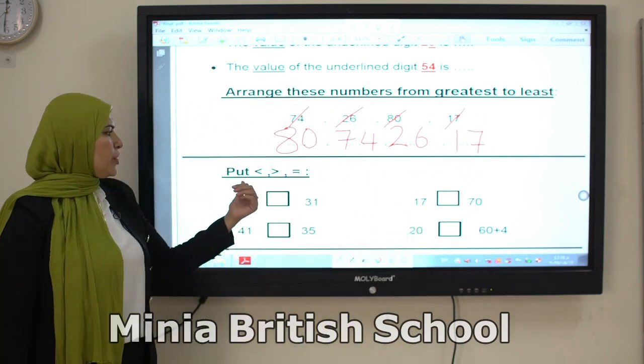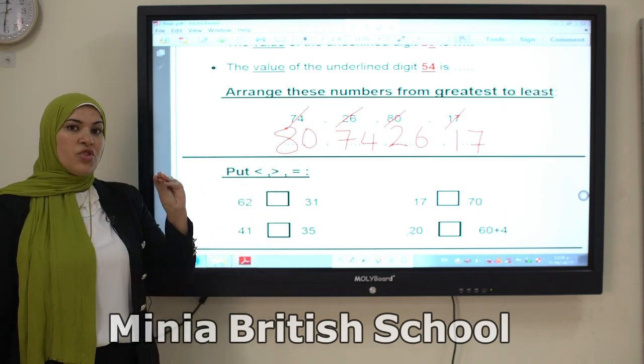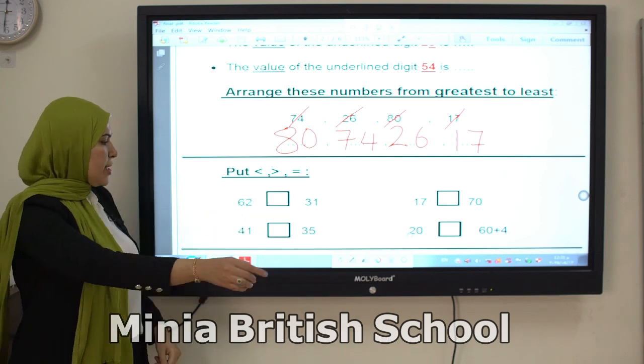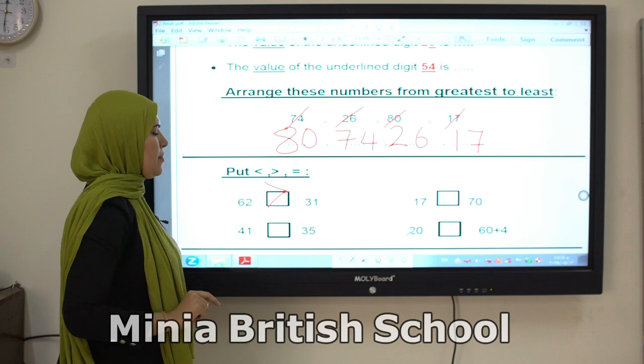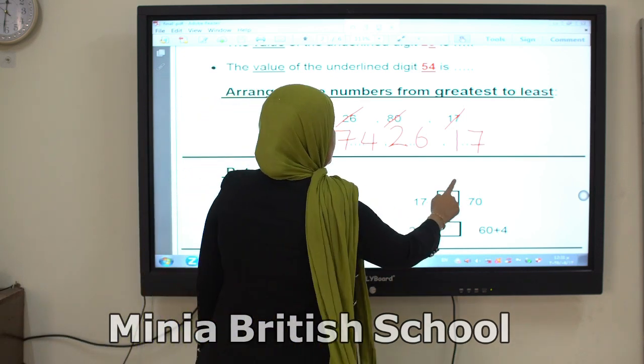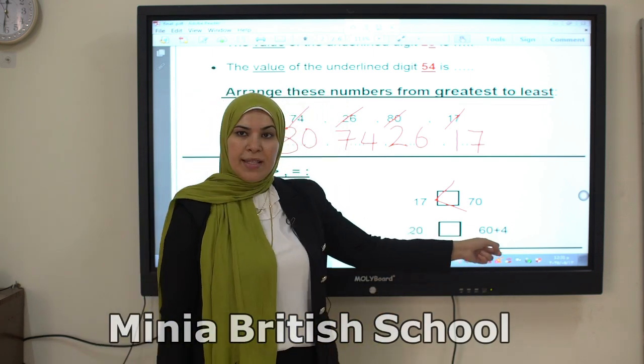Here put greater than, less than, or equal to. The mouth of the fish eats the bigger number. 62 or 31? 62. Okay. 17 or 70? 70. Okay, now here I have 20 and 60 plus 4.